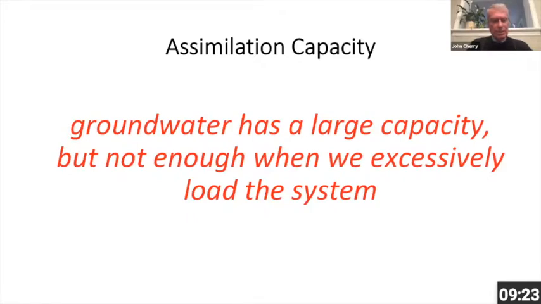Now, there's a concept that's commonly used in air pollution and river pollution, which is assimilation capacity. The groundwater has a large assimilation capacity, but of course not enough when we excessively load the system. Nevertheless, we want to bring to the fore this concept of assimilation capacity in the groundwater context. Next slide, please.